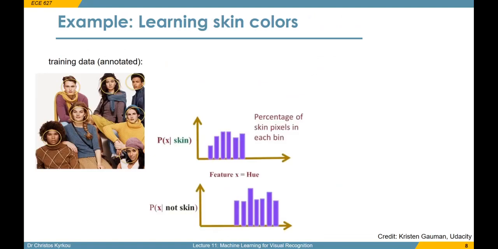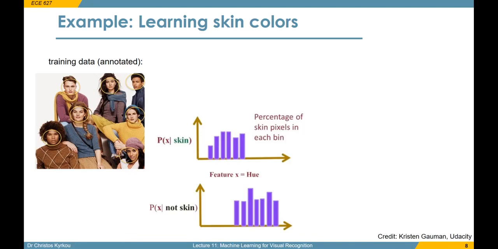Of course, since we're doing machine learning, we can use data to find those probabilities out. So let's consider an example here of skin detection, where we want to label each pixel in the image as being skin or not. Skin color is basically used for detecting people, and a discriminative feature of skin color is hue.